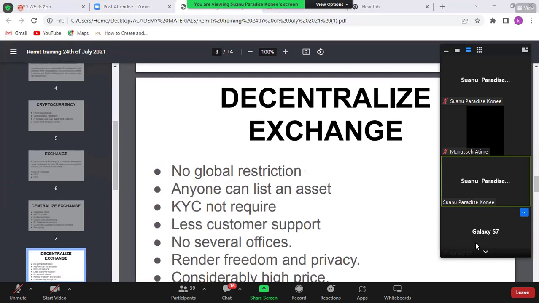Now, KYC not required, right? So if KYC is not required, it can bring on scam because we are not submitting our personal identity. So scammers can come over and list a scam project. Less customer support, no physical offices, but freedom and privacy. Because there is no KYC, there is freedom and privacy.